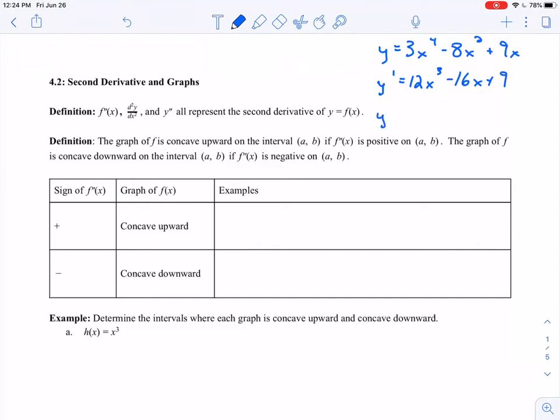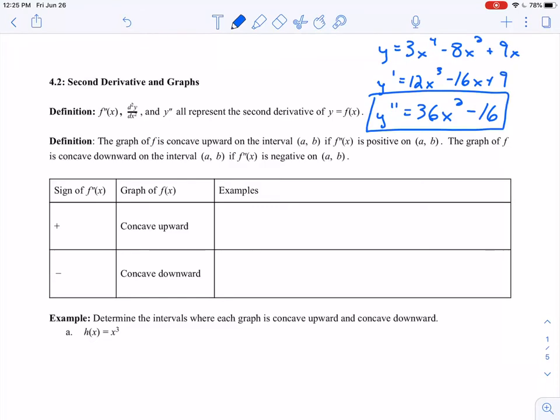For y double prime, the second derivative, I would just take the derivative of my derivative. I would just take the derivative again. So I would end up with 36x squared minus 16, derivative of 9 is 0, and hey, there we go. So we just take the derivative 2 times if we wanted the second derivative. If we wanted the third derivative, we would take it 3 times, but we're only going to talk about the second derivative in this class.